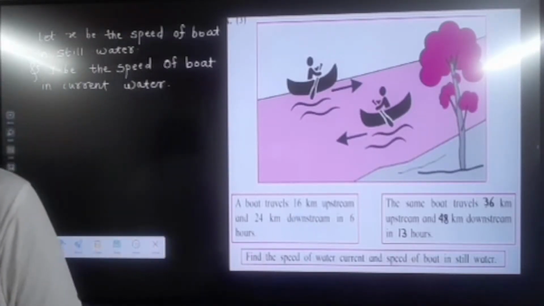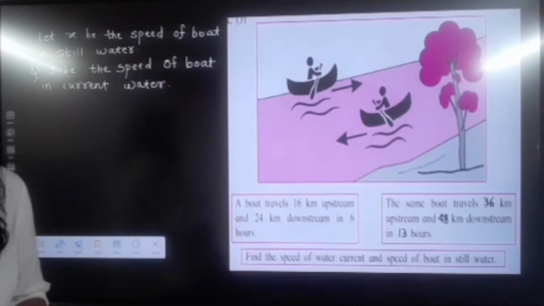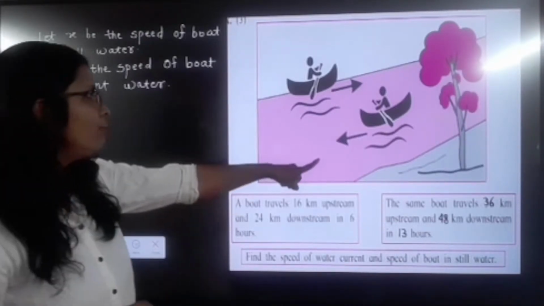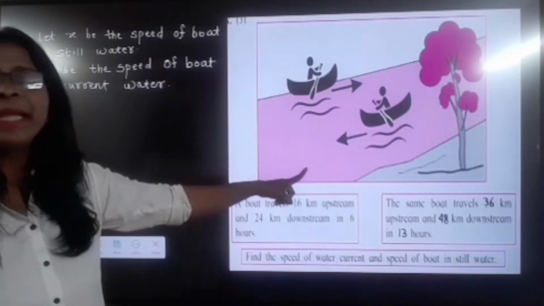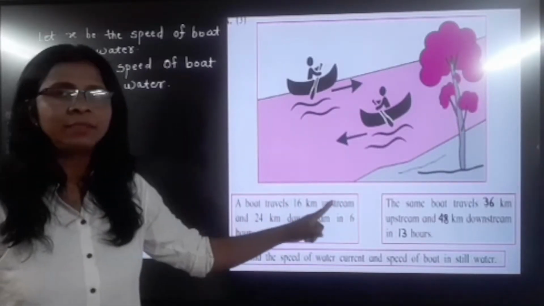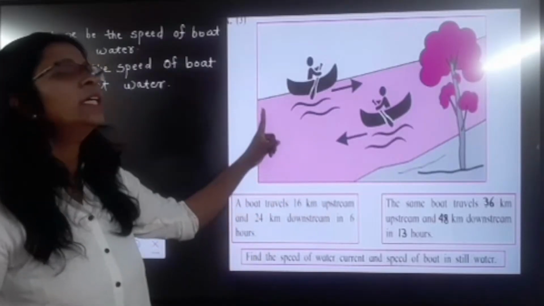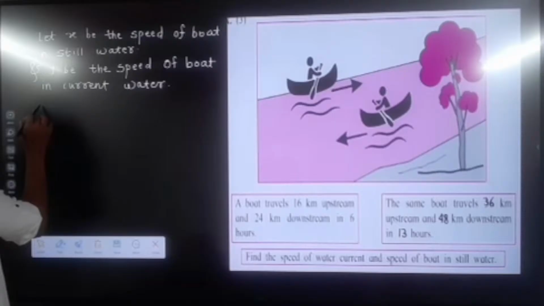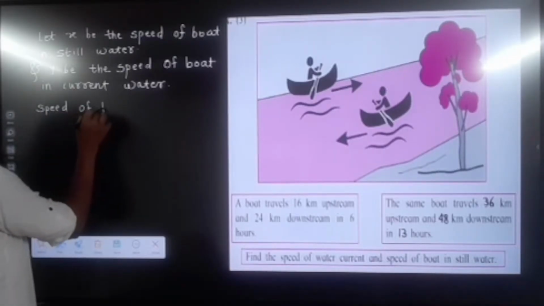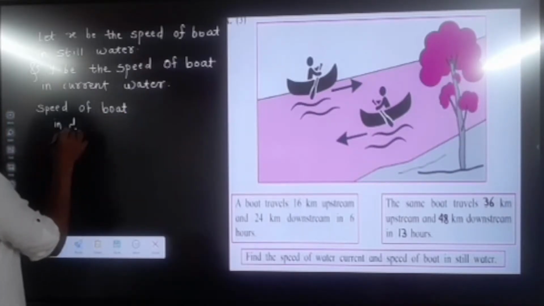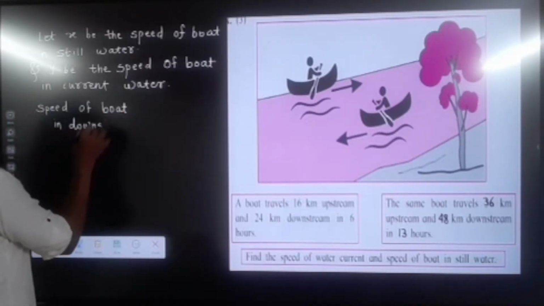Okay, now here, students, we have to calculate the speed of boat in downstream as well as the speed of boat in upstream. Okay, so here I write down speed of boat in downstream.